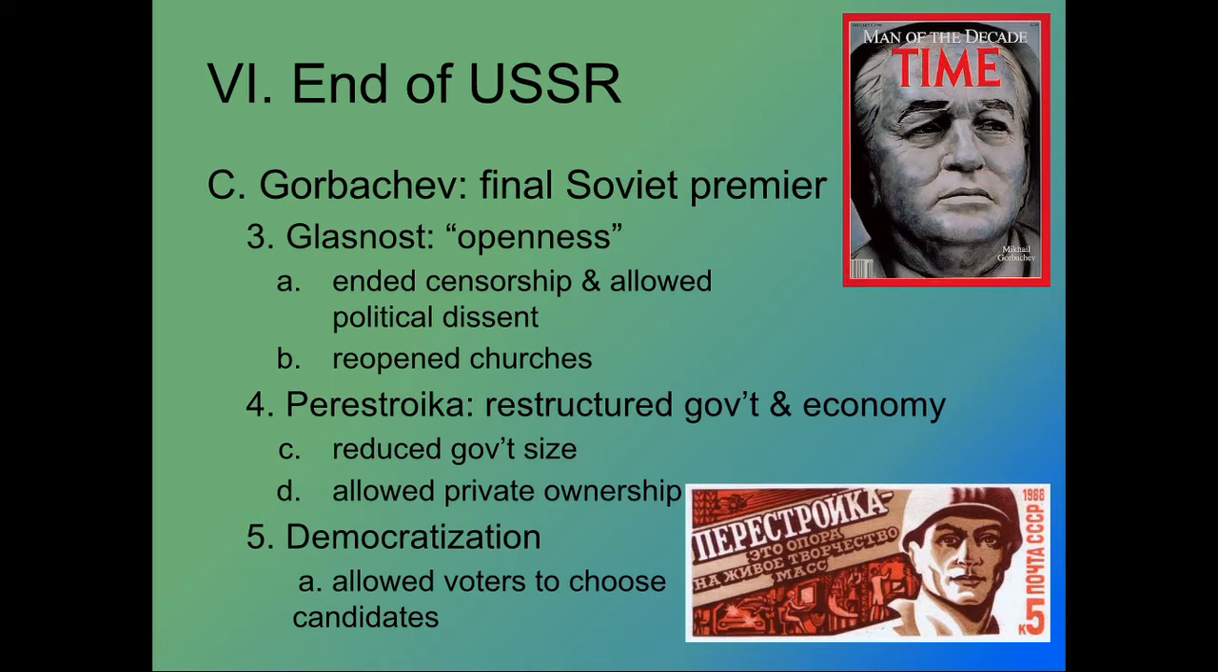But the way their elections worked were that the Communist Party would tell you who your candidates were. So you could choose candidate A, who was a party member, or you could choose candidate B, who was a party member. Or in many cases, you could choose candidate A, because that was your only choice. So despite the fact that there are elections, they're not really free or fair or democratic. But now Gorbachev is going to actually allow people to nominate people themselves and come up with their own list of candidates, which is pretty exciting.